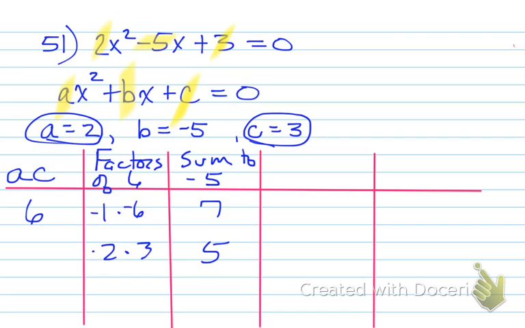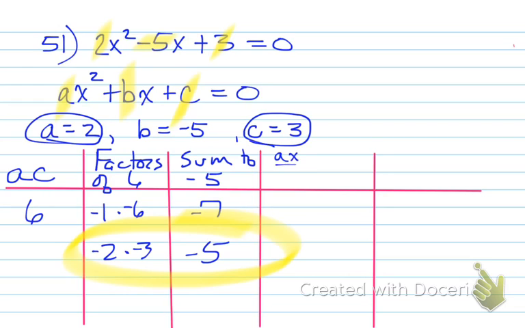So what happens here is we correct that, and now we identify the factors of 6 that multiply to give me a positive 6, and at the same time they sum to give me a -5. So that's going to help us here in this next column.